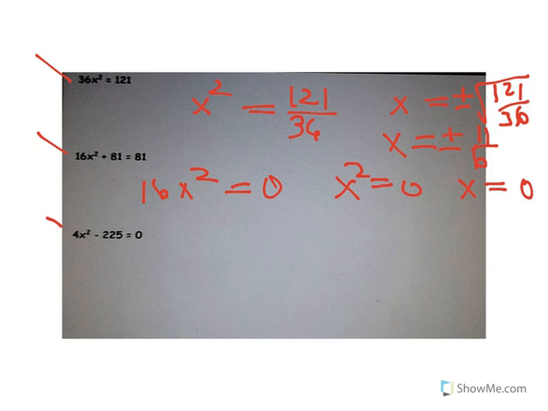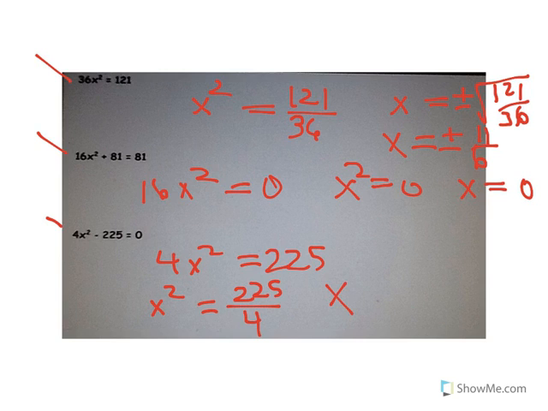For this one here, we need to bounce the 225 over to the other side, so we end up with 4x squared is equal to 225. Now we're going to divide both sides by 4. x squared is equal to 225 divided by 4. Now take the square root of both. You end up with x is equal to plus or minus the square root of 225 over 4, and that's going to be equal to plus or minus 15 over 2, because 15 times 15 is 225.